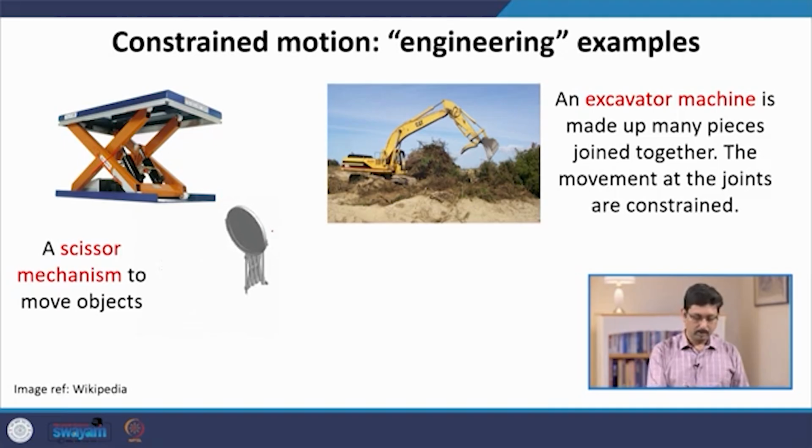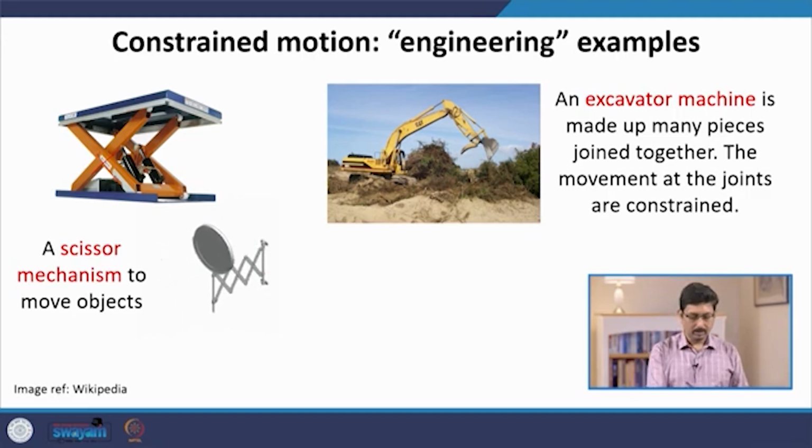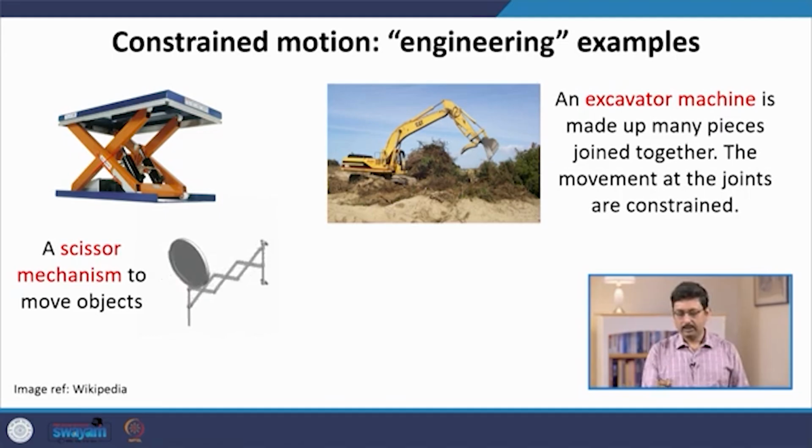moving image, this hinge. As is clear, these rods are not allowed to move freely because they are connected at the hinge. The other example is an excavator machine, which is made up of various pieces, and all these pieces are connected by hinges. Because of the hinges they are not free to move; there are certain constraints.